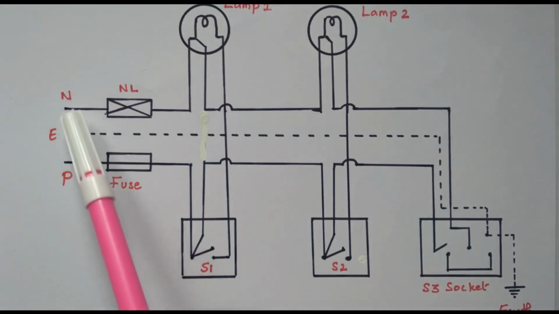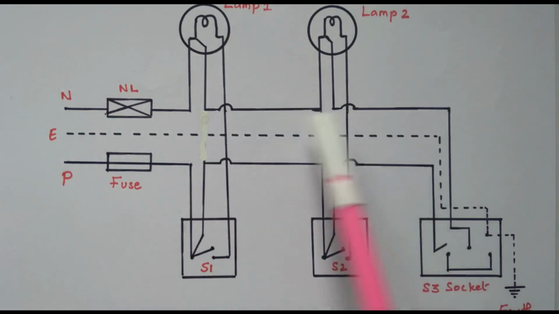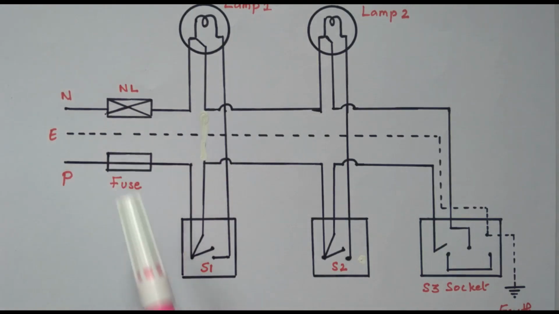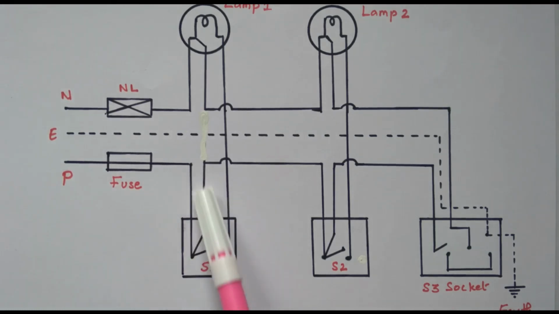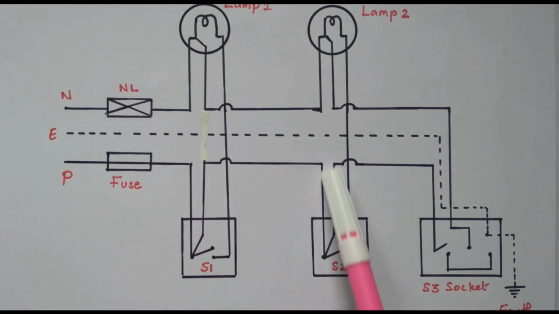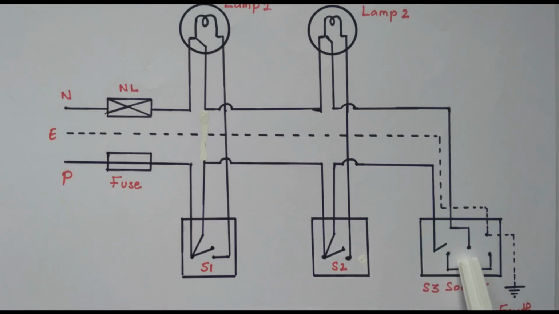So neutral is connected directly to lamp 1, lamp 2 as well as the plug point. Phase is connected through the fuse and through the switches. If switch S1 is closed, only then will the phase apply to lamp 1. Then one tapping is taken and given to S2. Another tapping is taken and given to the plug point. So lamp 1 is controlled by S1, lamp 2 is controlled by switch S2, and the plug point is also controlled. The earthing wire is also available. In this, we are able to control two lamps separately, and one plug point is available.